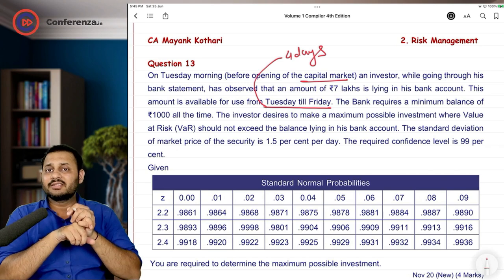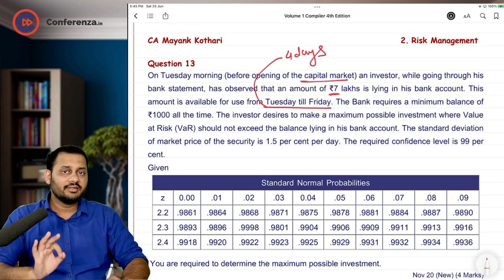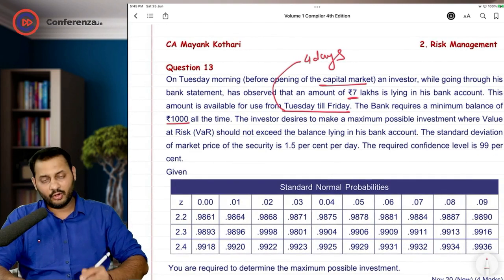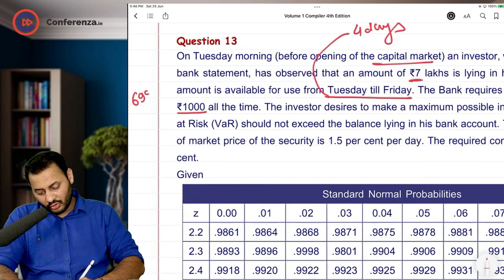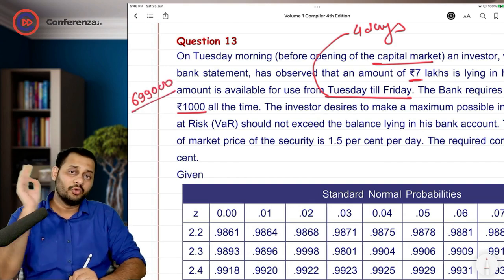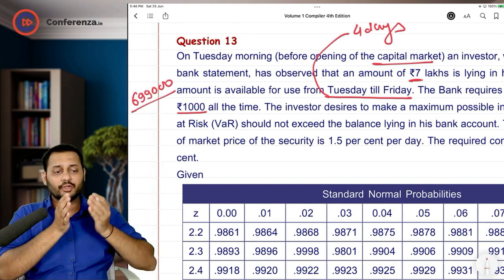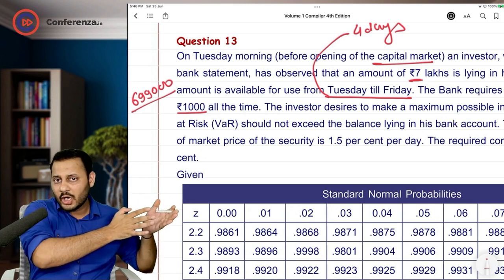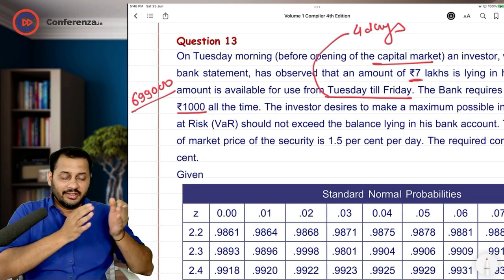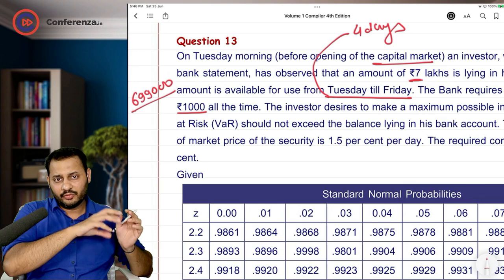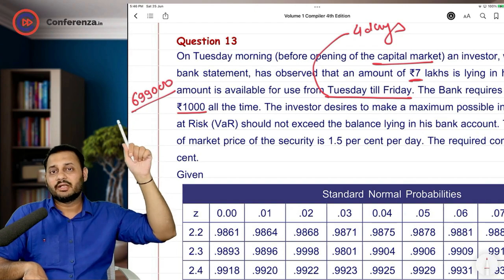The bank requires a minimum balance of 1000 rupees all the time. It means you cannot use the entire 7 lakh rupees. The amount that you will have to keep all the time in your bank account is 1000. So you can withdraw only around 6,99,000 from the bank. Why will you do that? Because in order to trade in the capital market, you first have to transfer the amount from your bank account to your trading account, or capital market account. This is the maximum amount with which you can play in the market.